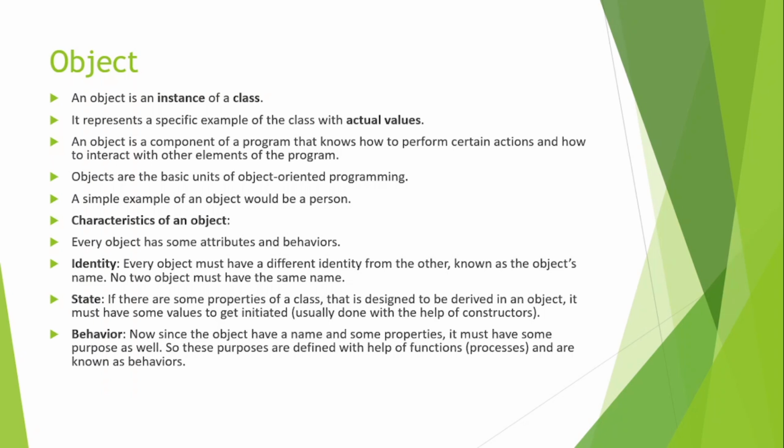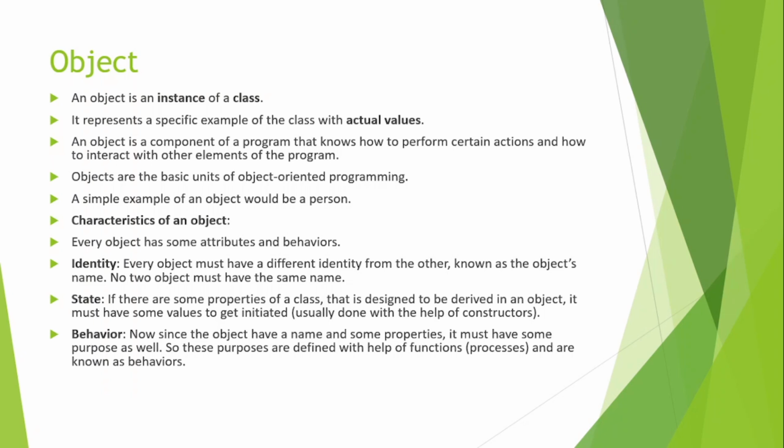An object is a component of a program that knows how to perform certain actions and how to interact with other elements of the program. Objects are the basic units of object-oriented programming. A simple example of an object would be a person or anything you are seeing in the world, that is an object. In programming, we are going to think like this only.